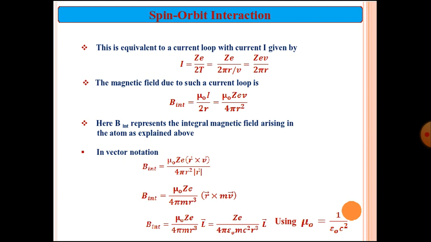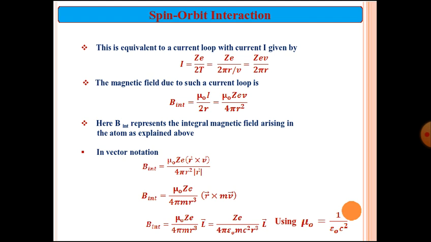Let us calculate the internal magnetic field. Consider an electron of charge -e and mass m revolving around the nucleus of charge +Ze with velocity v in a circular orbit of radius r. In the rest frame of the electron, we see the nucleus moving in a circular orbit of radius r in the direction opposite to that of the electron, with a velocity v.